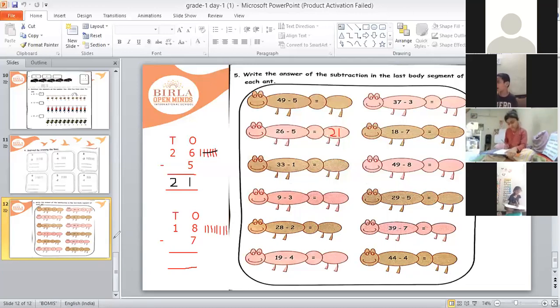Pradiksha? Yes, ma'am. Yeah, what is the number in front of minus sign? How many lines we will cut? 7. Very good. See here children, in front of minus sign number is 7, right? So we will count and cut 7 lines. 1, 2, 3, 4, 5, 6 and 7.